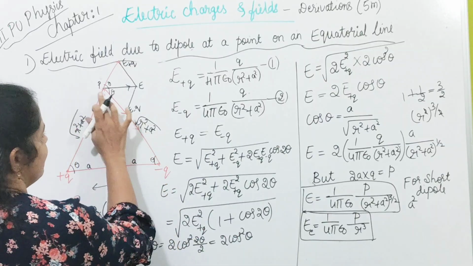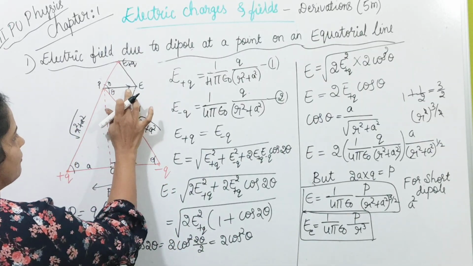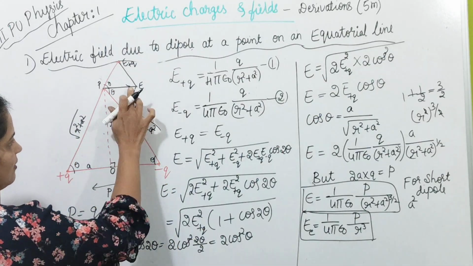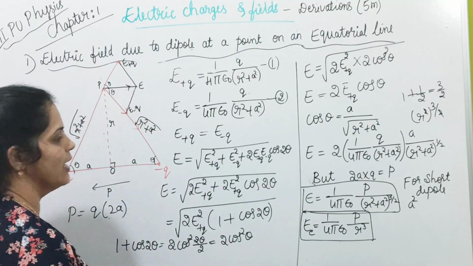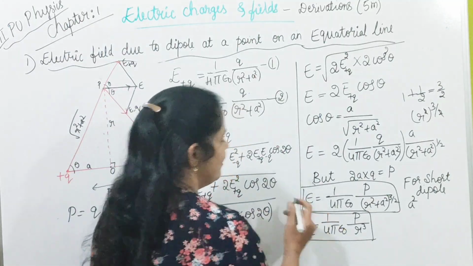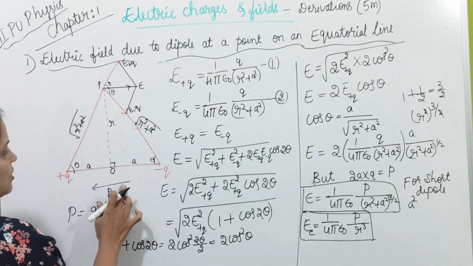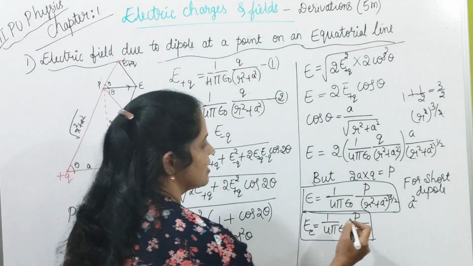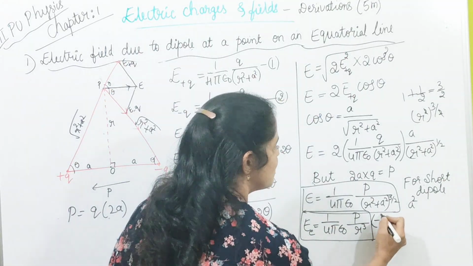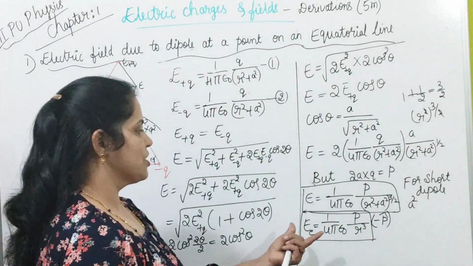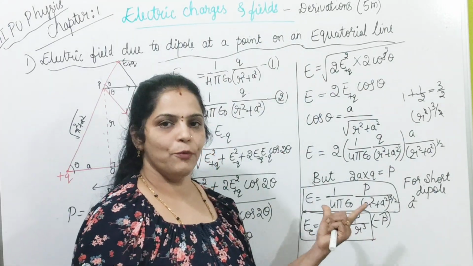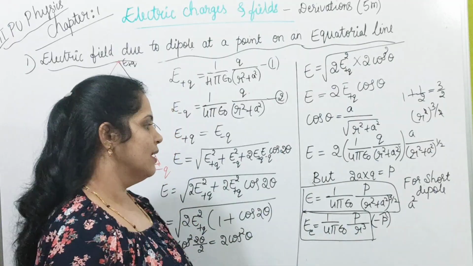What is the direction of electric field? See, electric field and dipole moment. If you look at these two, see, dipole moment is opposite to the electric field. That's why electric field on the equatorial line is opposite to the direction of dipole moment. That's why let us write it as minus P cap. Minus P cap. So this is the expression for electric field at a point on the equatorial line.